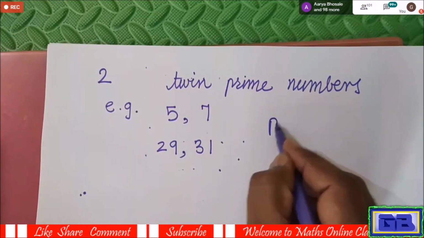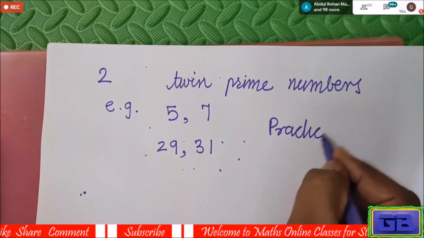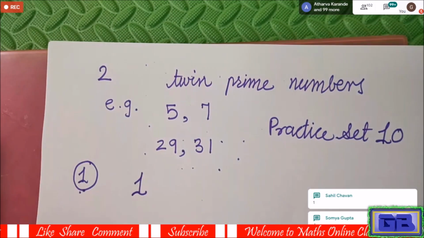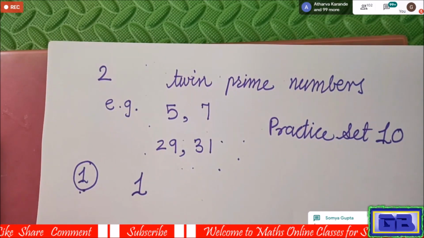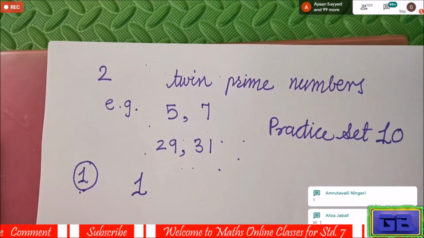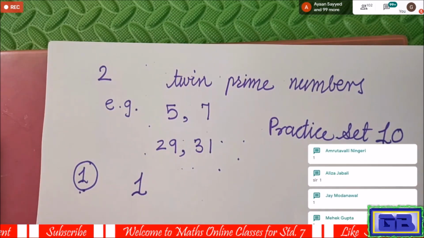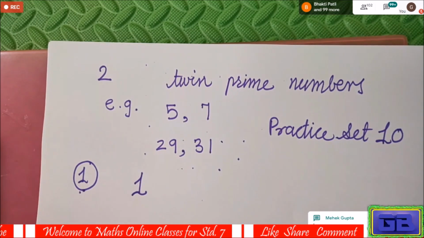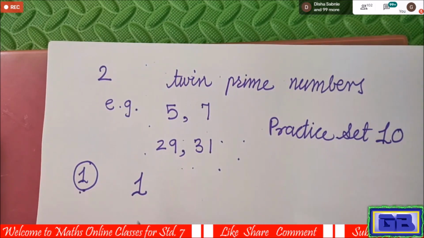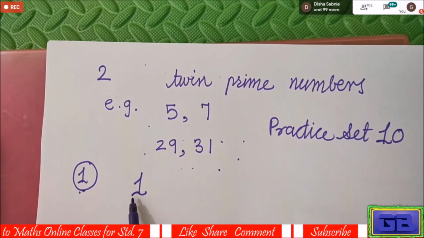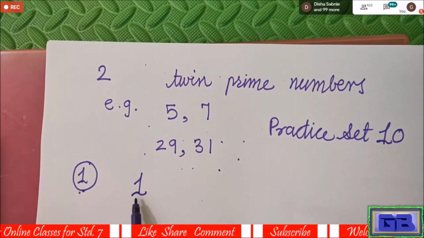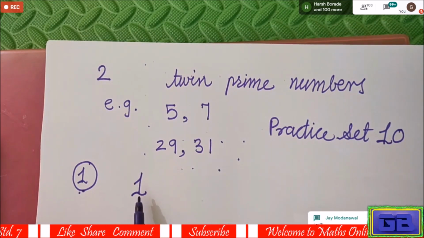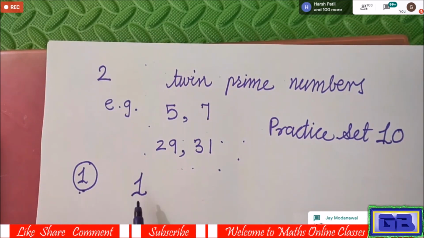Write down practice set 10. Which number is neither a prime number nor a composite number? Write the question and on the next line write down this answer. 1 is neither a prime number nor a composite number.